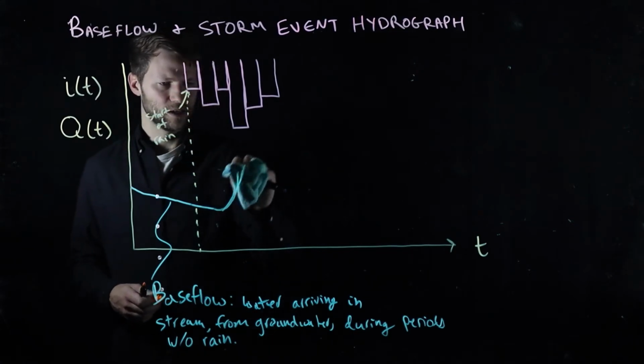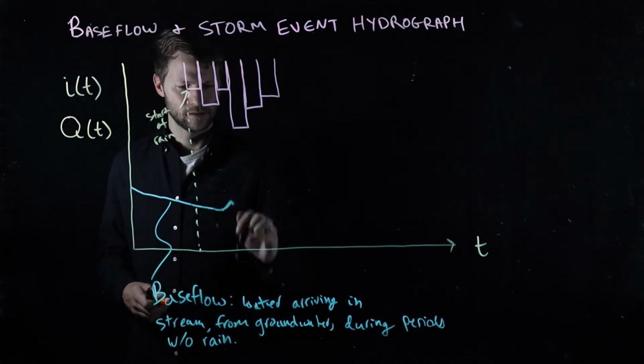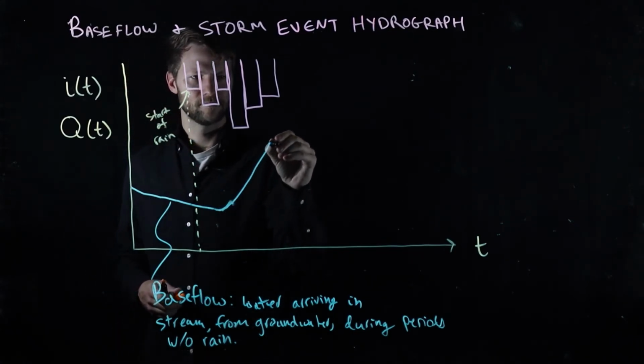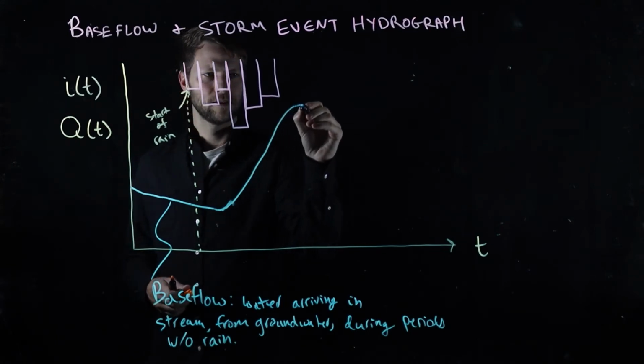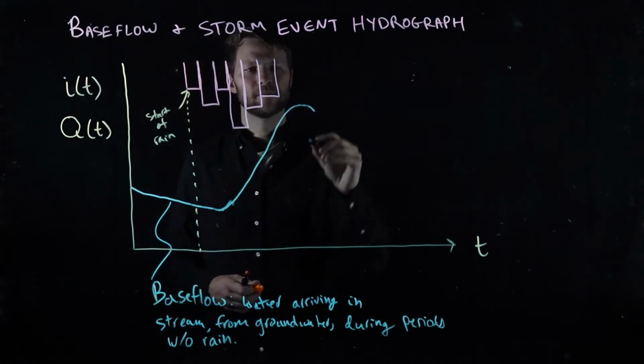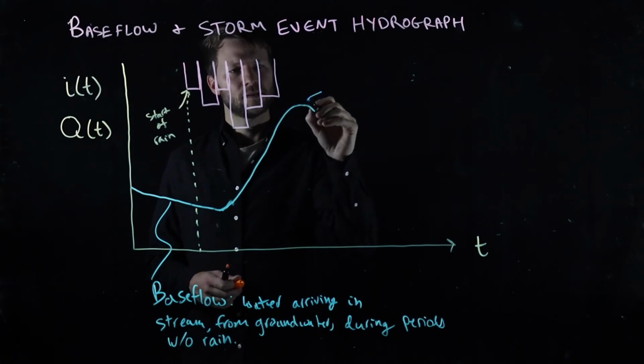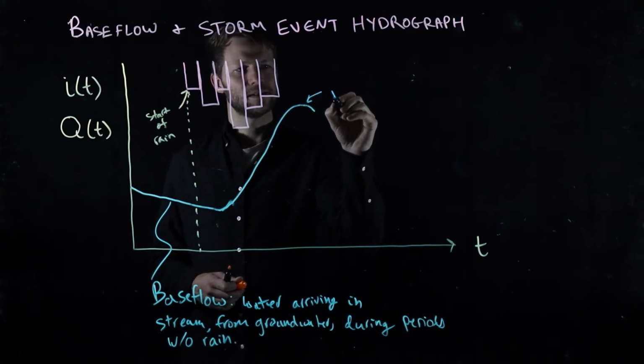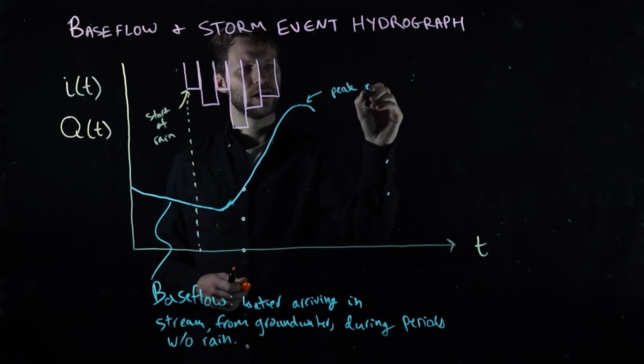So let's see how I want to draw this here. It's rapidly rising, and it reaches some peak. So this is the peak runoff.